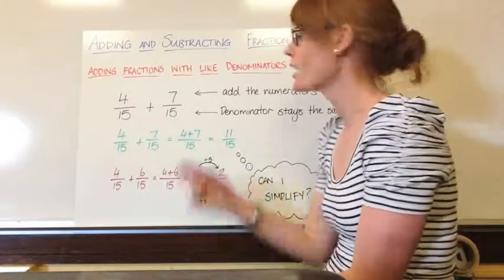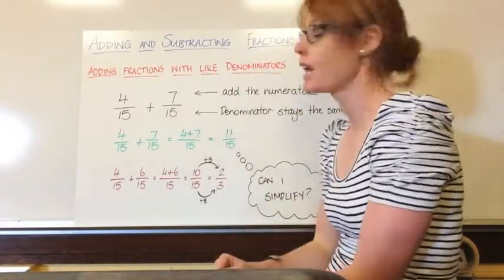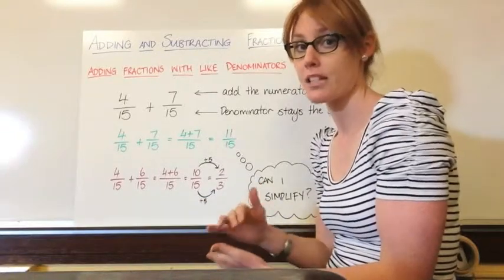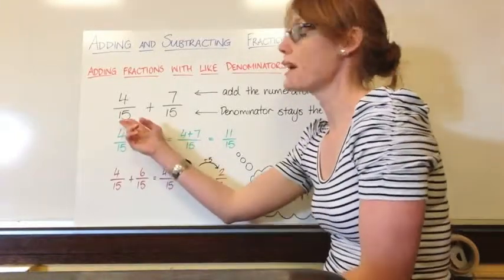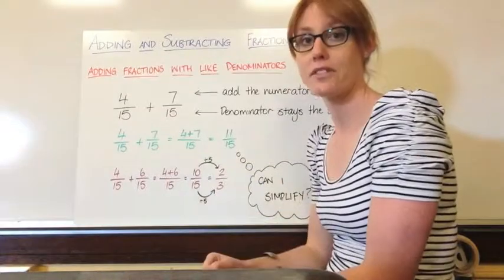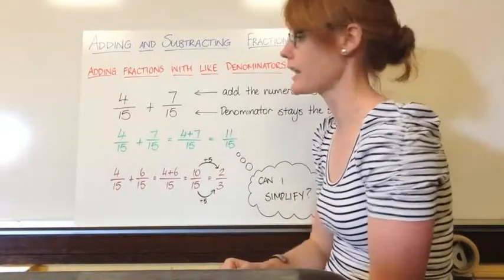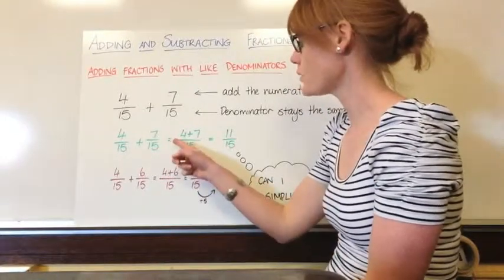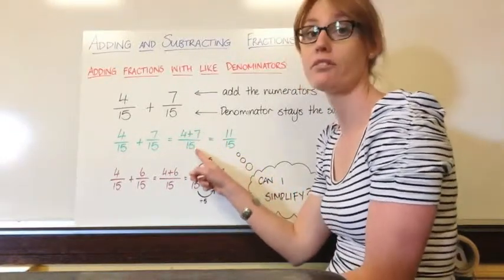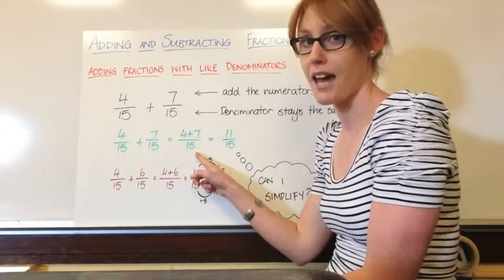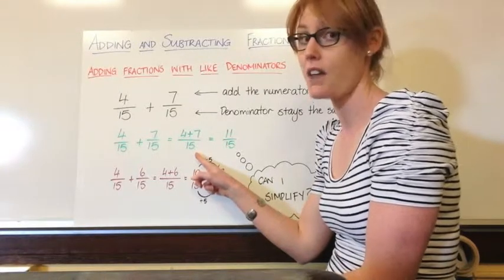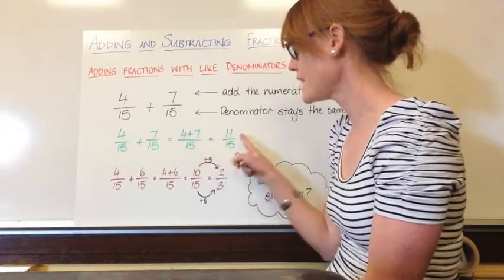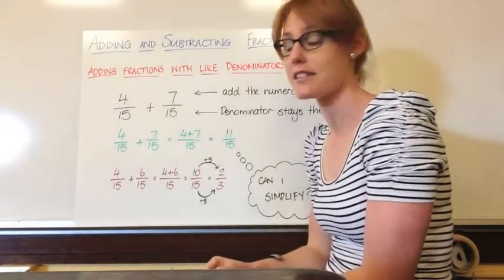First of all, you add the numerators and the denominators stay the same. You don't add them together, it just remains the same. So if we have 4/15 plus 7/15, adding those fractions would look like this. 4/15 plus 7/15 is equal to 4 plus 7 on 15. Notice I haven't added the two denominators together, I've just kept the denominator the same. So 4 plus 7 on 15 is the same as 11/15.